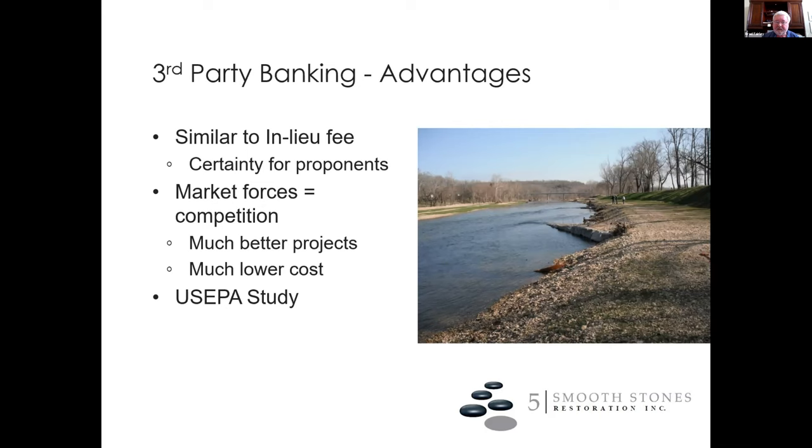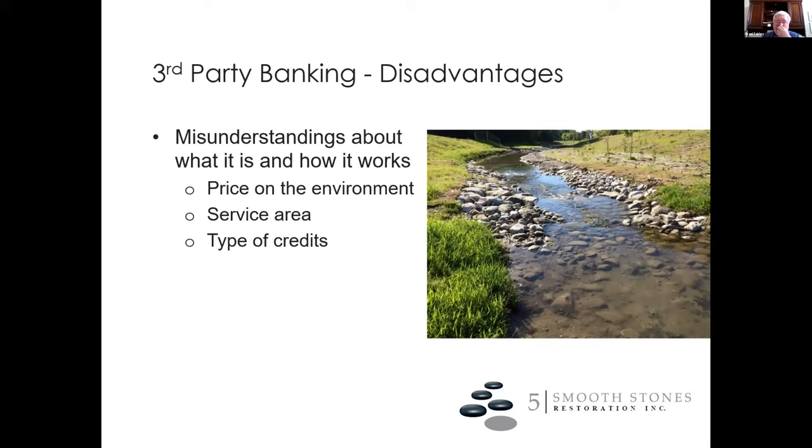So the disadvantages of third-party banking: there are huge misunderstandings. I've run into this repeatedly when I've spoken to people about it. Some people think it's evil to put a price on the environment, and I'm sorry, but just about everybody who thinks this is a bad idea supports a carbon tax. And as far as I'm concerned, a carbon tax is a price on the environment. They don't understand that there are service areas, that you can't sell credits in British Columbia to somebody in Newfoundland, and that you've got to sell the right type of credits or invoke some ratio to deal with the issues. So again, a lot of misunderstandings about it. That's the only disadvantage that I've come up with, to be honest with you.